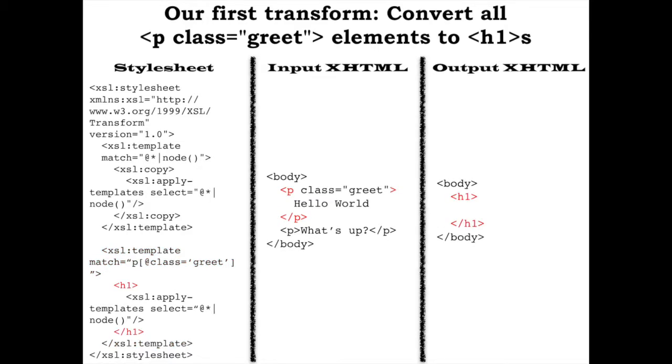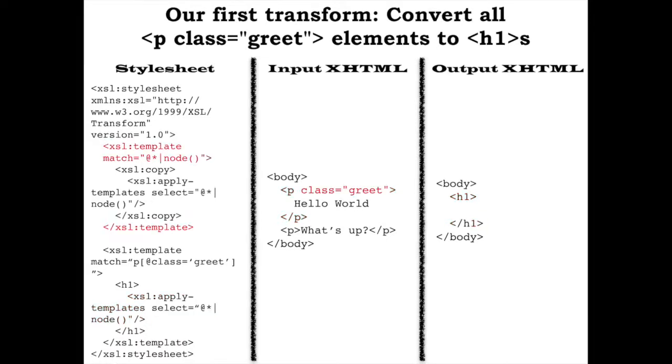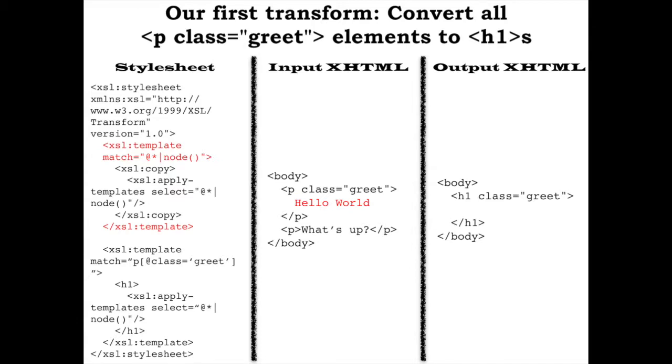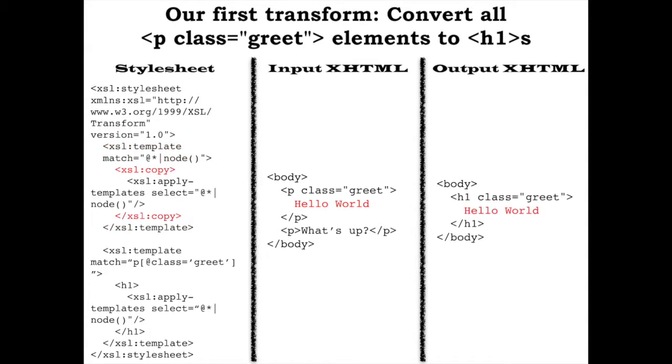So when it hits that, what it's going to do is this instruction, which is actually just an HTML tag. It's going to make an H1. So we made an H1. We apply templates. What's inside? The class of greet. That matches anything. It doesn't match the other template because we're on the actual attribute. So we're going to copy that class. We're going to apply templates again. We're going to hit the hello world text. Again, it matches the identity. It goes through.